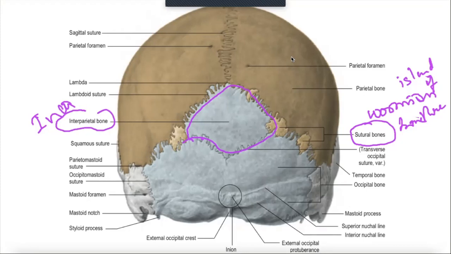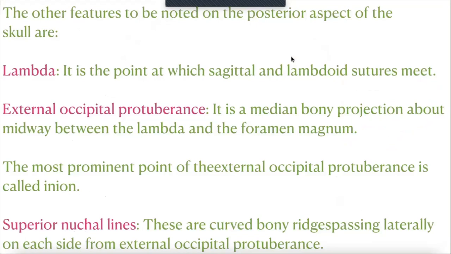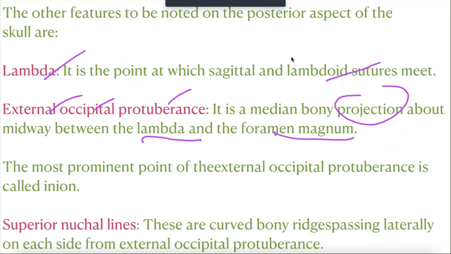Other features of the norma occipitalis. You already know the lambda is the point where the sagittal and lambdoid sutures meet, and there is an important protuberance in the posterior view. The external occipital protuberance is a median bony projection about midway between the lambda and the foramen magnum. The most prominent point of the external occipital protuberance is called the inion.